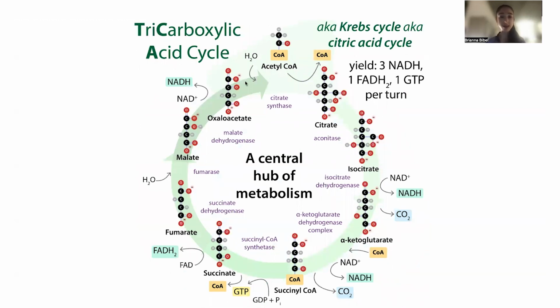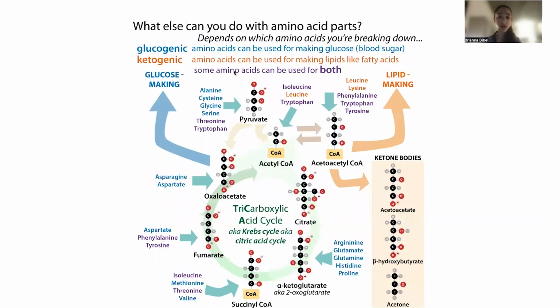And so if you take out this oxaloacetate, you can use it to make glucose. If you can break down one of these amino acids into a component of the tricarboxylic acid cycle, then we can use it to make oxaloacetate, which you can use to make glucose. And so we call it glucogenic.